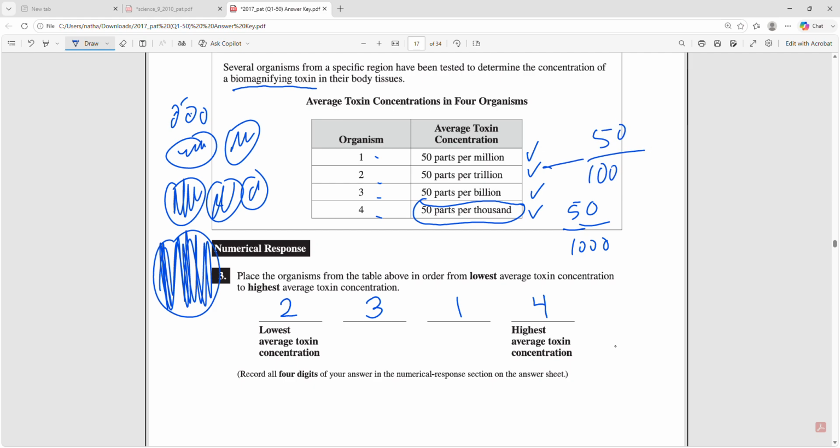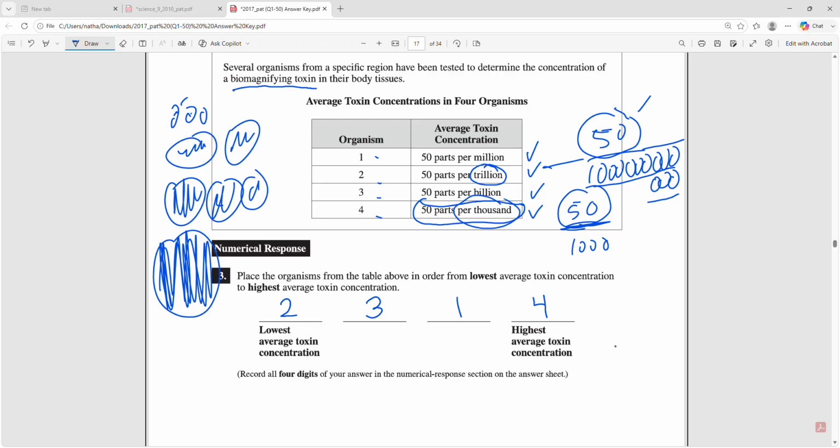What's a trillion? 1, 2, 3, 4, 5, 6. That's a million. Another 3 zeros is a billion. Another 3 zeros is a trillion. So if there's only 50 parts out of that many molecules, there's only 50 molecules of that substance. That's very little. But when there's 50 out of every 1,000, that's quite a lot higher in comparison, right? So we're talking about, if it's 50 parts, the larger this number, the more diluted that is.